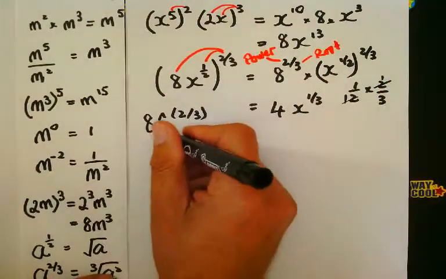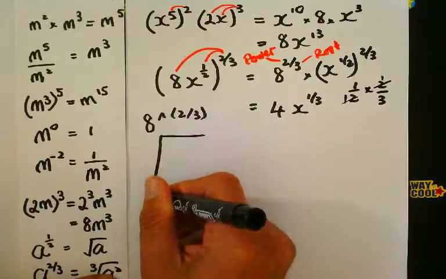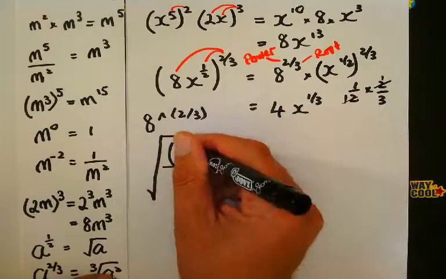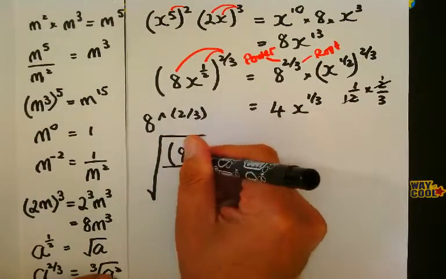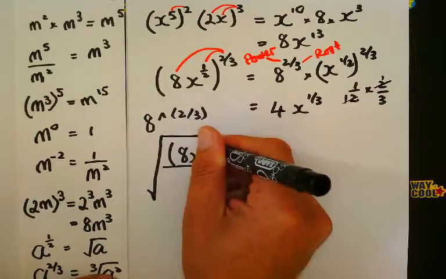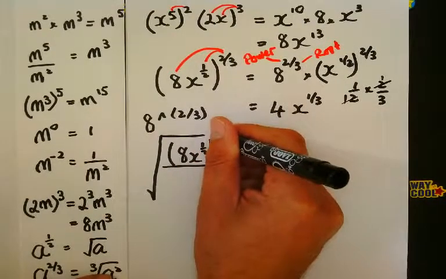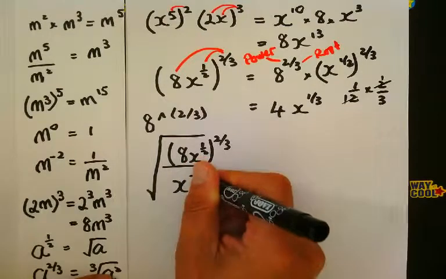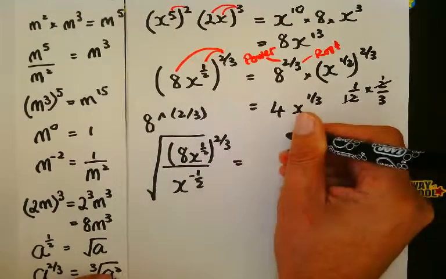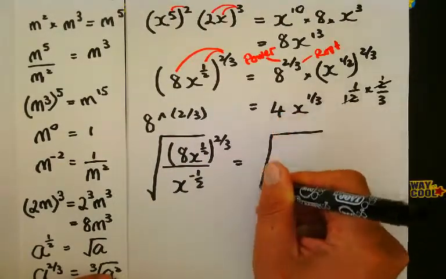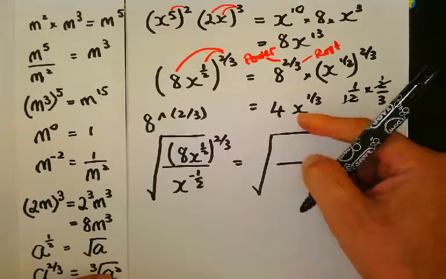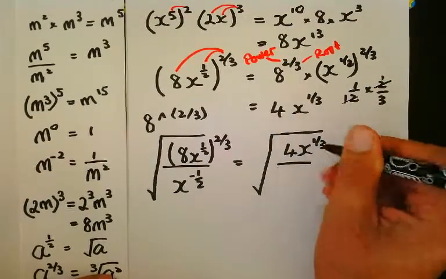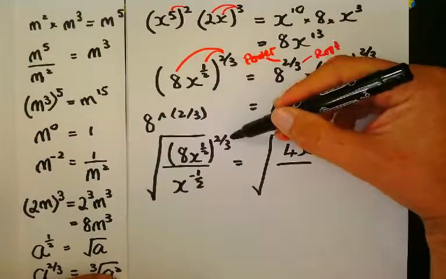Now, let's have a look at this one. Now, what you might notice is that in fact the top line here, or the numerator I should say, is exactly just the question that we've asked. I have just answered, I should say, not asked. And now we're dealing with the x to the power of -1/2 on the bottom. So we can replace the whole of the numerator with 4x to the power of 1/3. Why can we do that? Because they're exactly the same question.